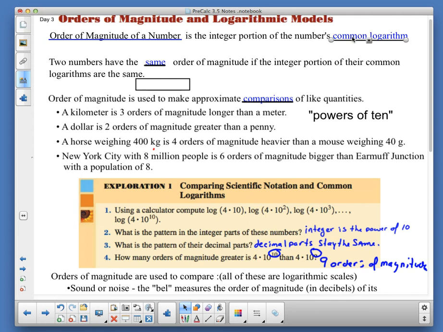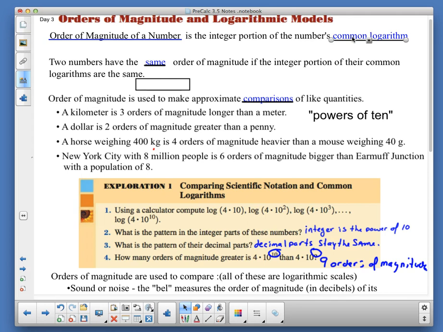$1 is 2 orders of magnitude greater than a penny. Okay, so a penny is 1 cent, but $1 is 100 cents, so it's 2 orders bigger. A horse weighing 400 kilograms is 4 orders of magnitude heavier than a mouse weighing 40 grams.